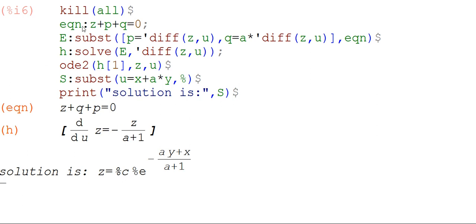Observe here, the given equation eqn is z plus p plus q is equal to 0. The output of the h, I already told you, will be in the form of an array. I am getting it in the square bracket. If there are two terms, you should see which term to take. I am having only one term, so I took it as h of 1 here. So print solution is z is equal to c. Percentage C is again a constant here, and the solution will be given as percentage E for minus ay plus x by a plus 1. So this will be the solution of the given equation.